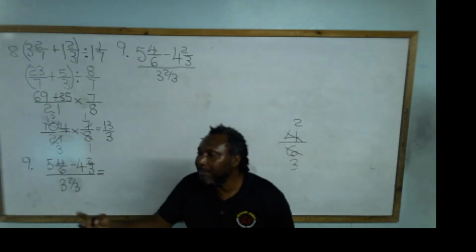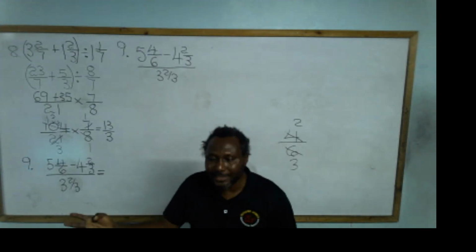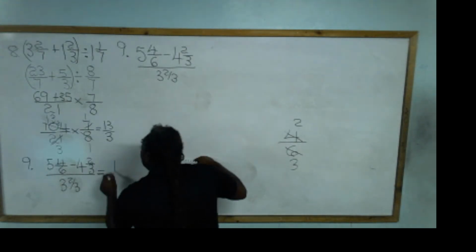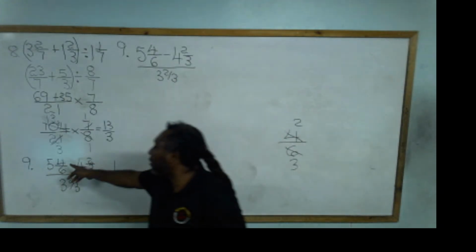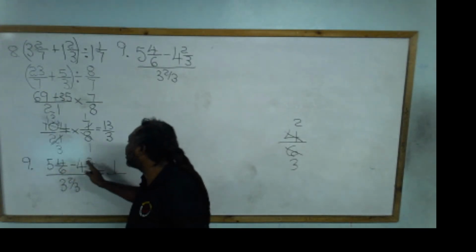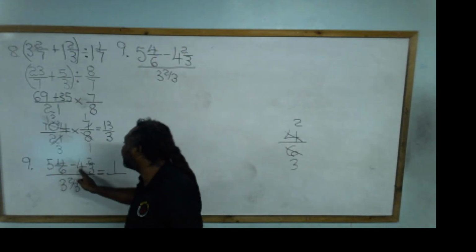So 2 over 3 minus 2 over 3 is 0. They have a cancelling effect on each other. And then 5 minus 4 is 1. So the numerator is 1. Because 4 over 6 is the same as 2/3, so we are saying 2/3 minus 2/3, that's gone. And then 5 minus 4 is 1.